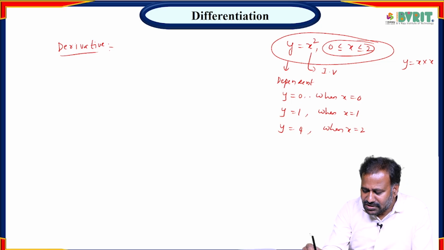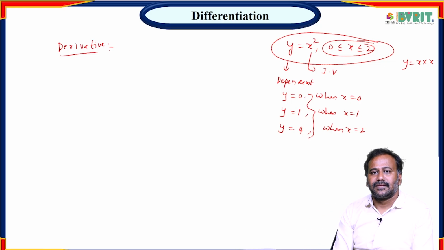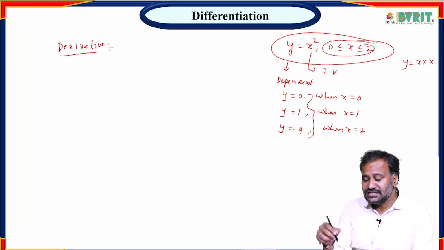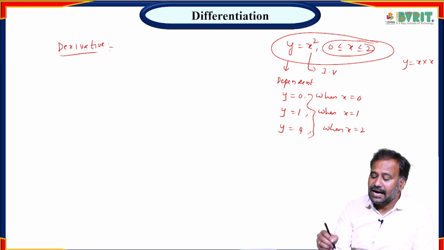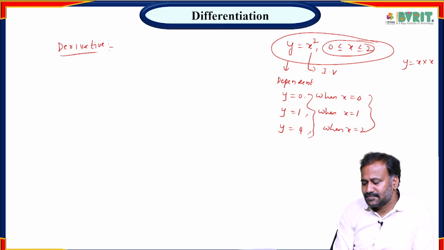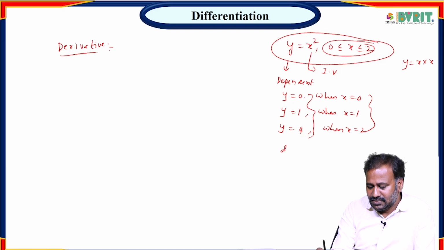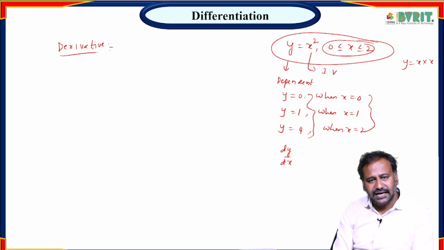Now let me think about these y values. The values of y are not fixed. They are varying. Initially it is 0, then 1, then 4. That means there is a change in y, and this is happening due to the change in x. Now I can say this whole thing as there is a change in y with respect to x.